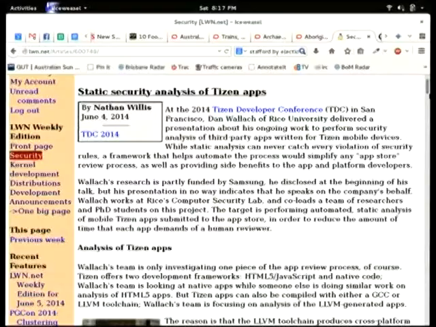So Tizen, as I had to remind myself, is apparently a Linux distribution for mobile phones. Care to disabuse me of this at all, Russell? Exactly right. Who sponsors it? Is it Samsung or is it?